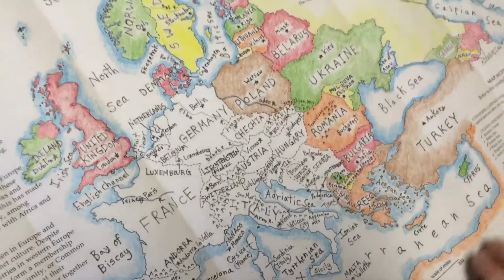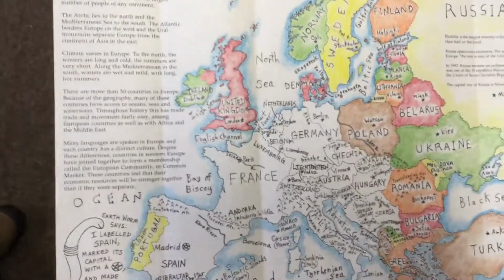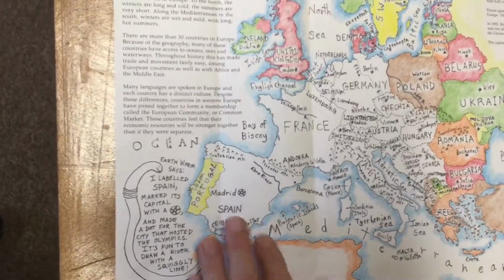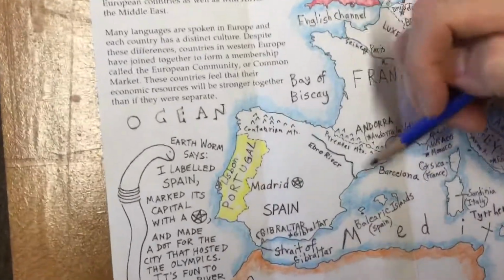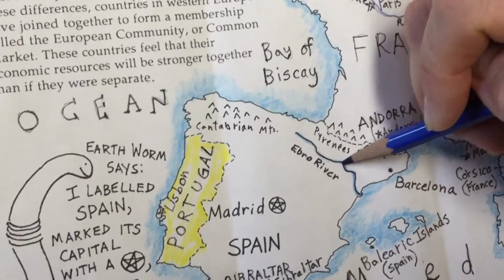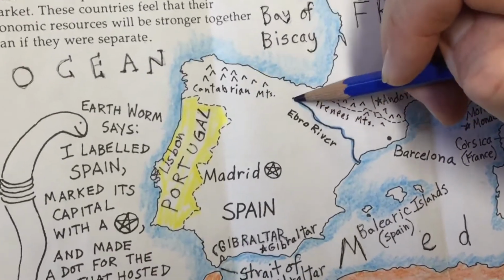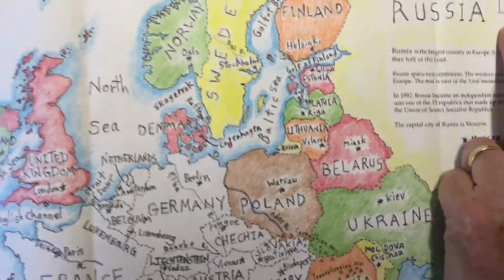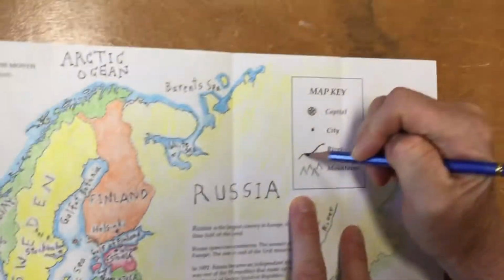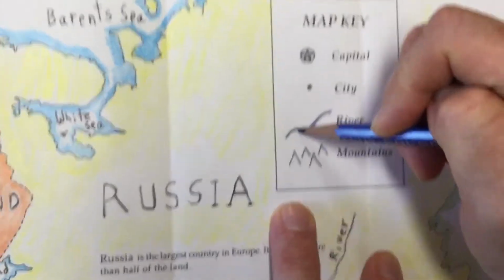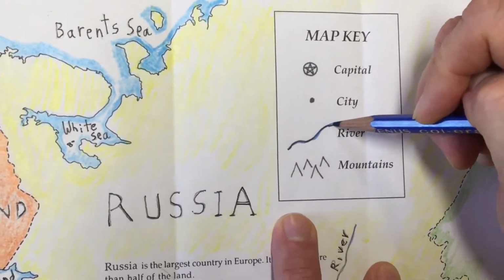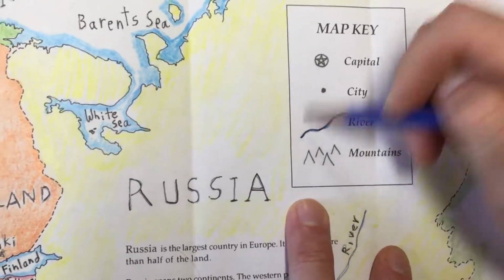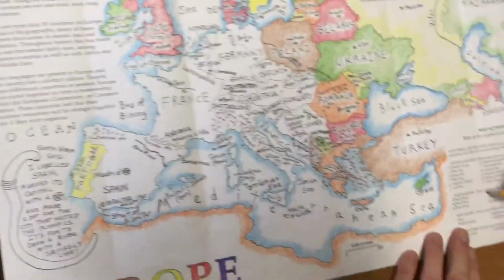Okay, that was easy. Let's do the Ebro. It's already drawn in on your map, so all you have to do is put a little blue over that line. That's in Spain. If you want to go up to the key, you can color over that symbol in the key. Okay, I'll check off the Ebro River.